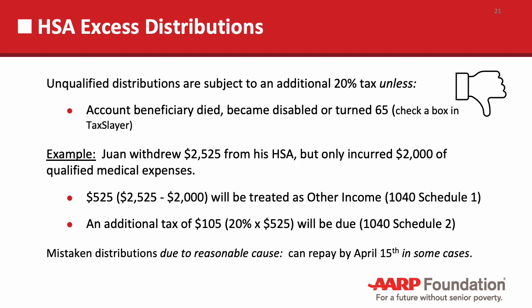Now, here's an example. Juan withdrew $2,525 from his HSA, but only incurred $2,000 of qualified medical expenses. So the difference of $525 will be treated as other income on 1040 Schedule 1. An additional tax of $105, that's 20% of $525, will be added and will be due. That's on Schedule 2. Now, mistaken distributions due to reasonable cause can be repaid by April 15th in some cases.